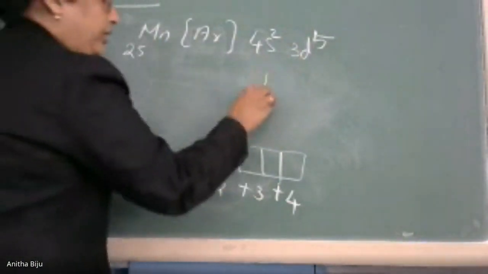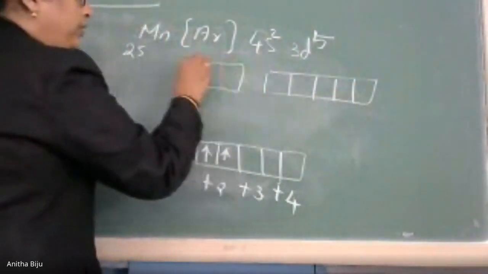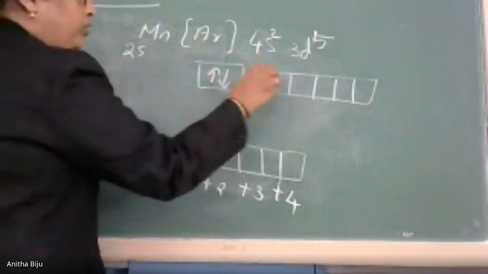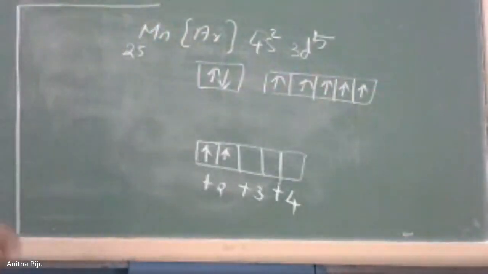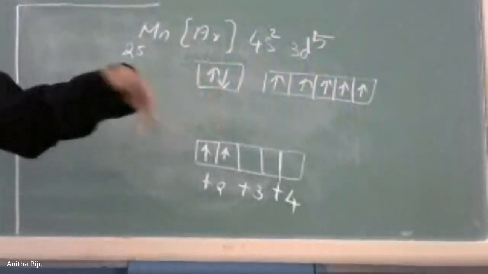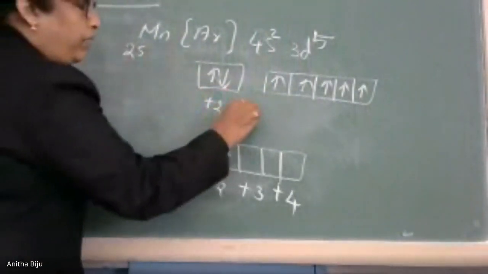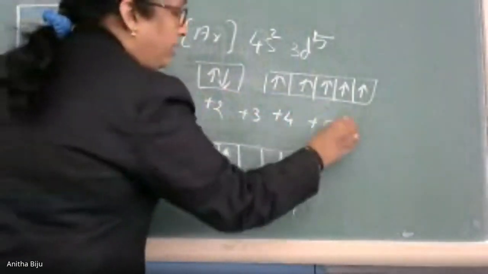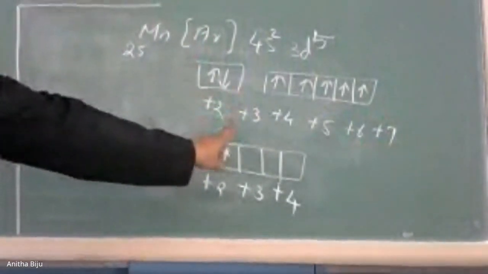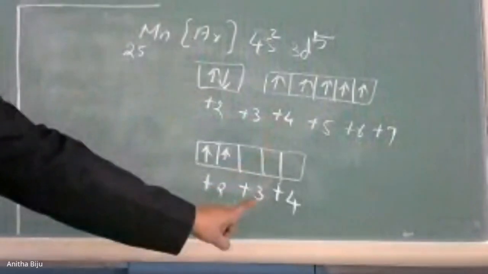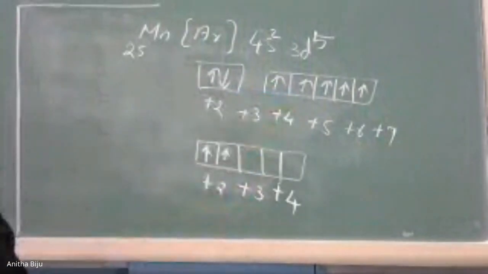Now I will draw the structure. 3d5 means 1, 2, 3, 4, 5, and 4s2 means this is the way electrons are arranged. You can see that first the two outermost electrons are removed, giving +2. Then it is capable of removing one by one: +3, +4, +5, +6, +7. Manganese is the element showing the maximum oxidation state, the highest in the transition series.